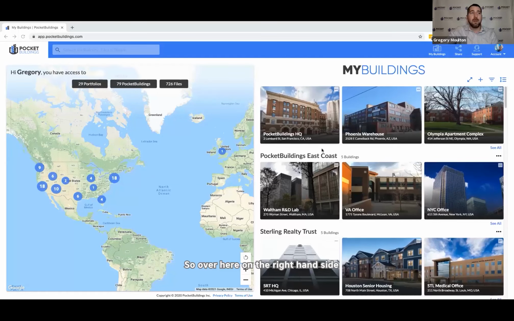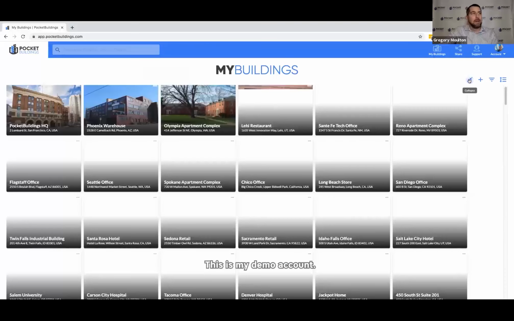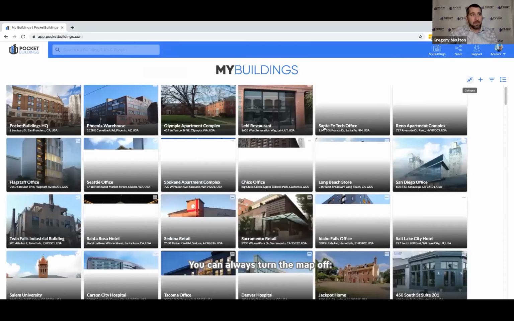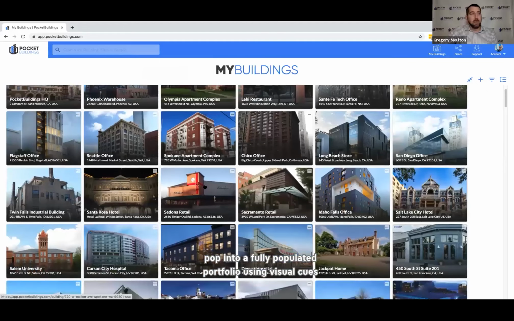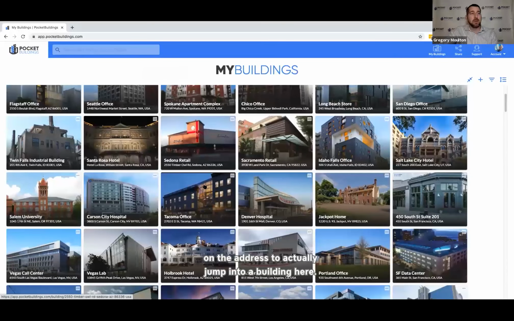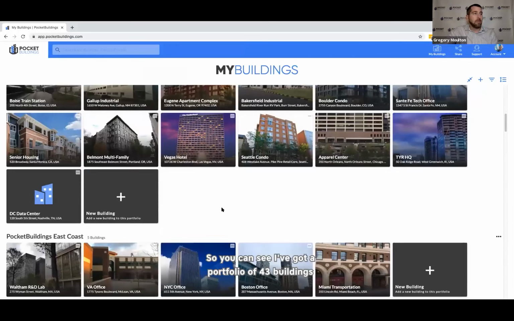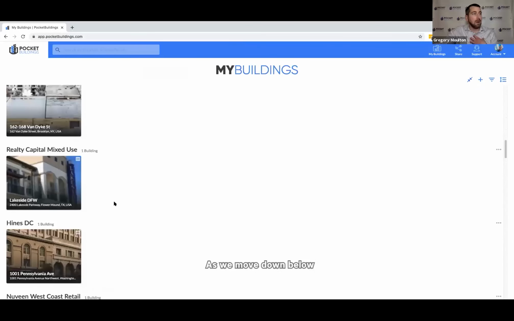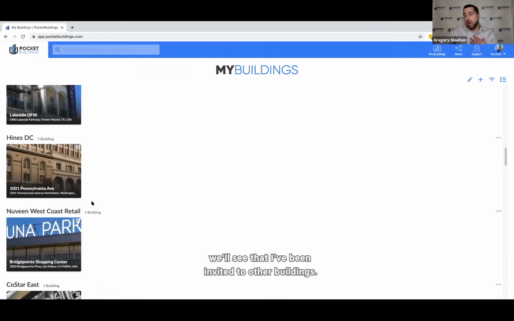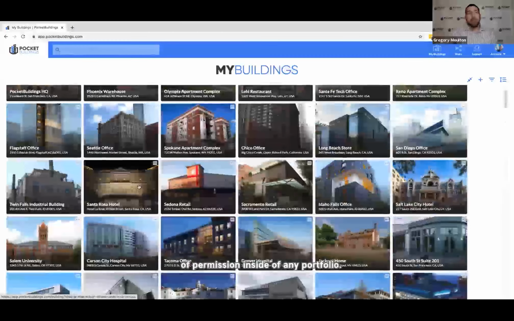So over here on the right-hand side, we've got a couple of different portfolios. This is my demo account. You can always turn the map off, pop into a fully populated portfolio using visual cues and the address to actually jump into a building here. So you can see I've got a portfolio with 43 buildings, one with only 5. I am the quote unquote owner of all of these portfolios. As we move down below, we'll see that I've been invited to other buildings. So you can maintain different levels of permission inside of any portfolio.